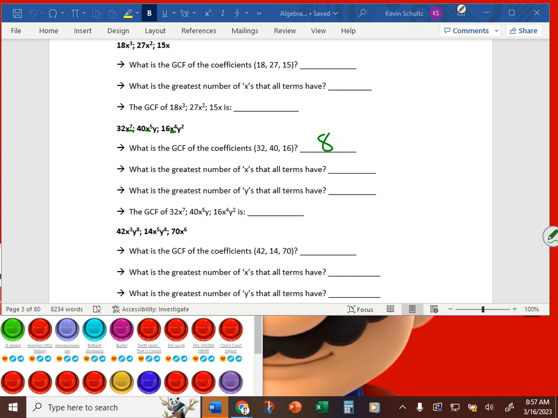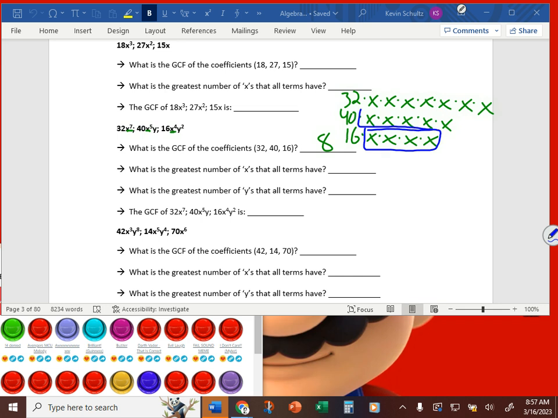Let's write out all those 7 x's. That's 7, there we go. 40x to the 5th has 5 x's. And 16x to the 4th has 4 of them. So how many x's do they all have? Well, they all have 4. Some have more, but they all share 4 of them. So our term here would be x to the 4th, because they all have 4 x's.